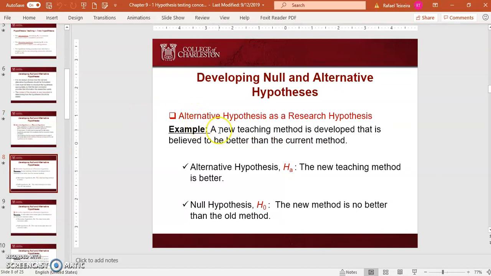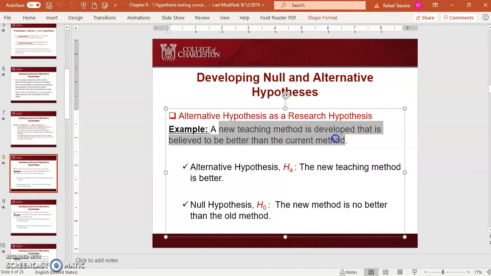Here's an example. A new teaching method is developed that is believed to be better than the current method. So that's a very fair statement. There are every day many professors developing new teaching methods, but how can we know? Some people believe that a new teaching method is better than the current method. So this is a very fair problem.